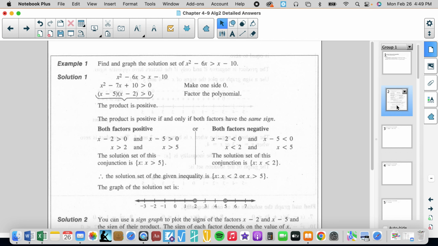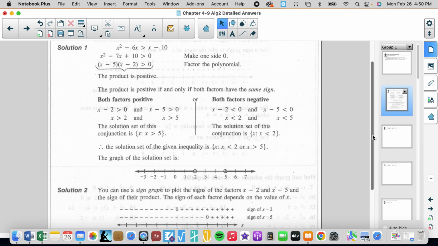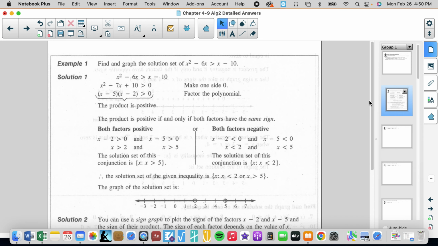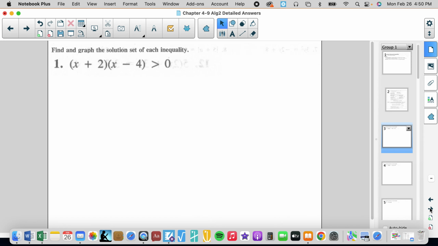Now that's interesting that it says both factors positive, both factors negative. Well, right, the product is positive when they're less than. Okay, solution to this conjunction is that I kind of like solution 2. I like the sign graph. This to me makes a little bit, I don't know. We're going to work through this. We're going to see.